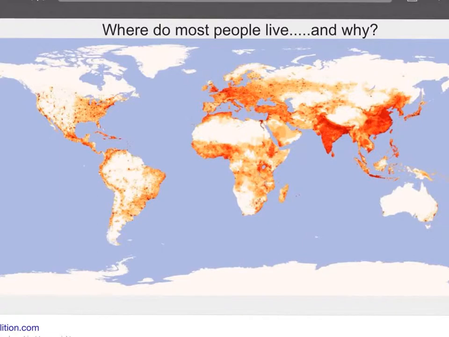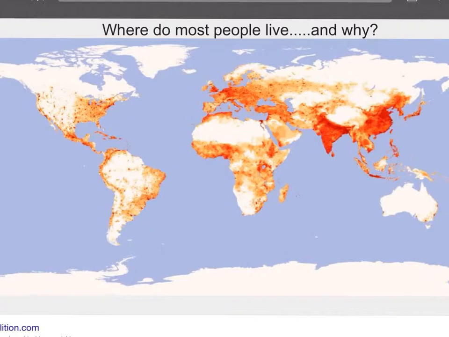In places like India and Nepal, Eastern China, Indonesia, Southern England, Northern Europe, the Eastern USA, and also places like Nigeria. These are all areas of high population density.